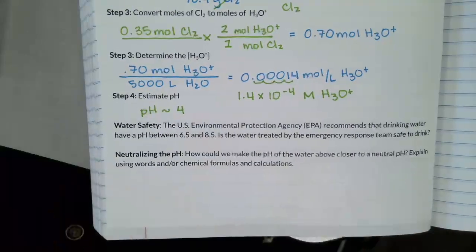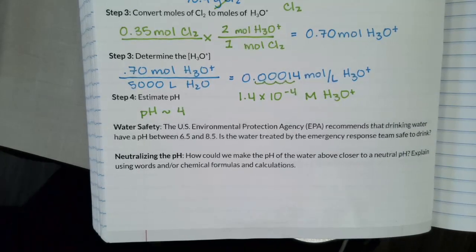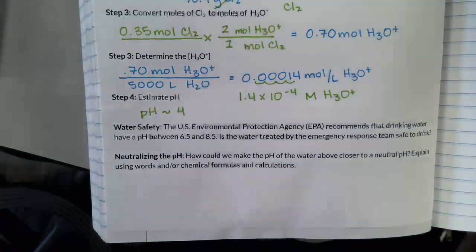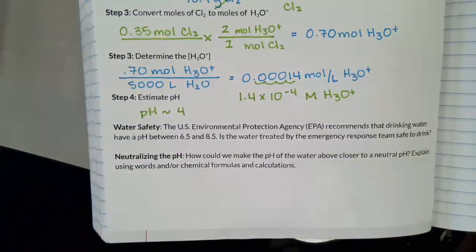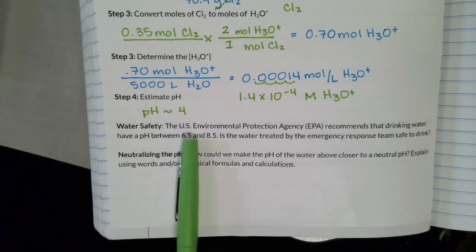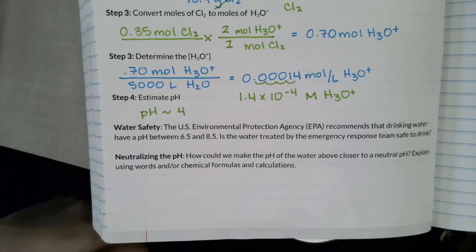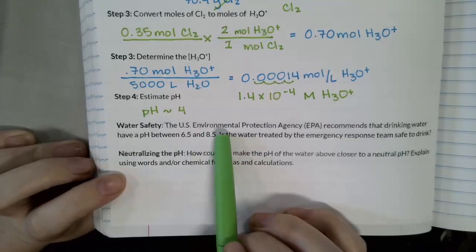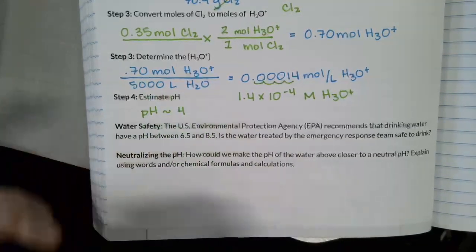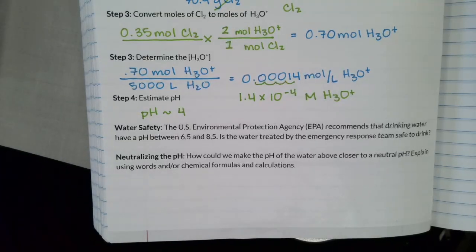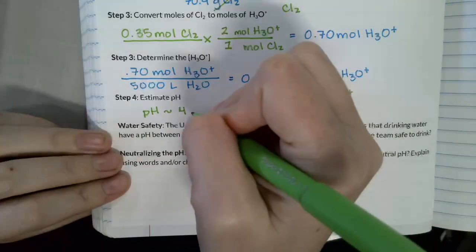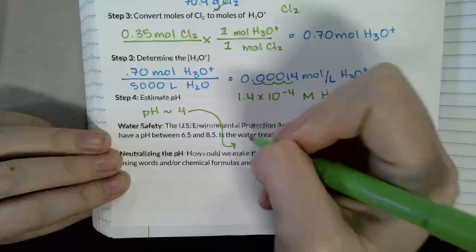Now, we want to know if these poor people who have lost lots can drink this water. Can they drink it for a little while? Probably, but we don't know how long there's going to be a hurricane, so let's read on. The U.S. Environmental Protection Agency recommends that drinking water have a pH between 6.5 and 8.5. Is the water treated by the emergency response team safe to drink? What do you think? No, this is not between 6.5 and 8.5.